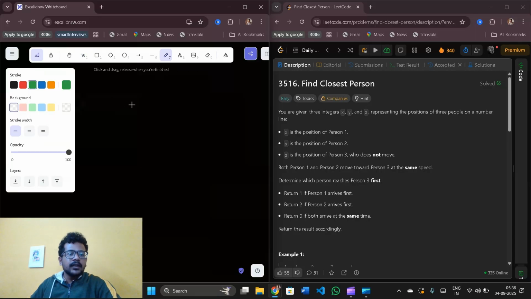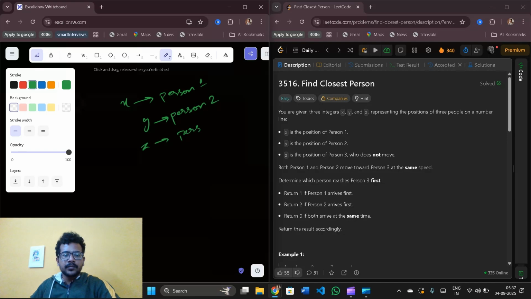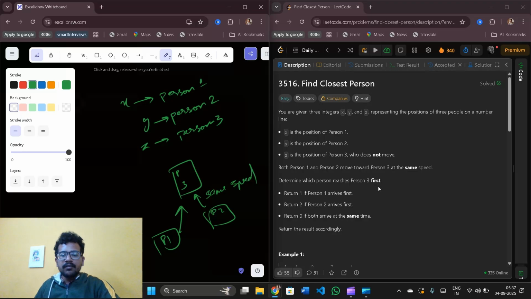So, here X is person 1, right? And Y is person 2, and Z is person 3. Now, determine which person reaches person 3 first. Person 1 and person 2 move toward person 3, who stays in place. Person 1 and also person 2 move at the same speed, right? Now, determine which person reaches person 3 first.